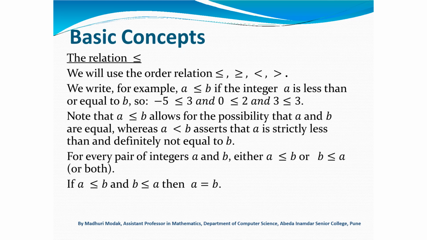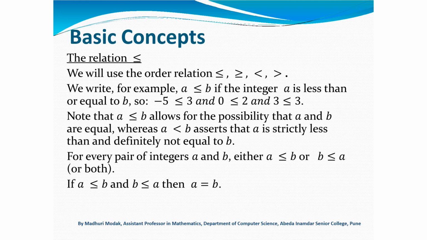Now in school also you have studied less than or equal to, greater than or equal to relation. So if you consider any two numbers, then we can relate them by using less than or equal to, greater than or equal to. So the symbol a less than or equal to b denotes that integer a is either less than b or it is equal to b. For example, see minus 5 and 3. So minus 5 is less than 3. So we can write minus 5 less than or equal to 3. Similarly, 0 less than 2. So you can write 0 less than or equal to 2.